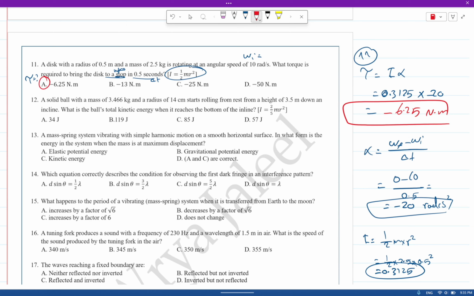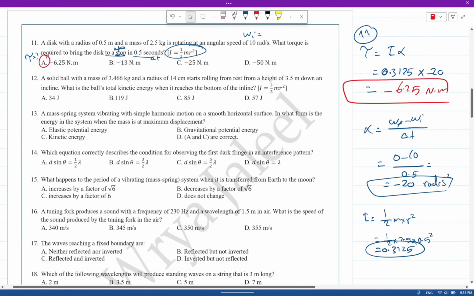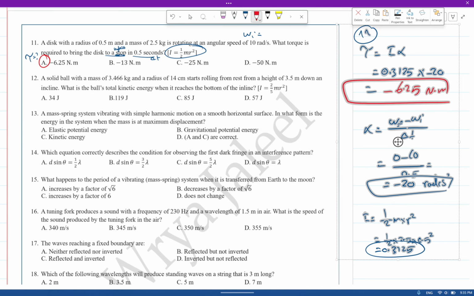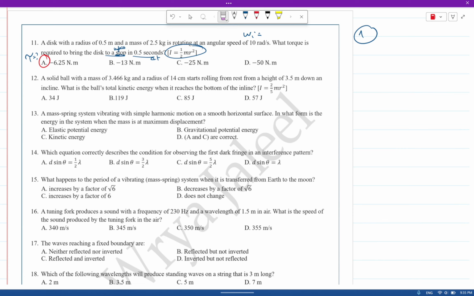Okay, now question 12 says what? A solid ball with a mass of 3.466 kilogram and a radius of 14 centimeters starts rolling from rest from a height of 3.5 meter down an incline. What is the ball's total kinetic energy when it reaches the bottom of the incline? Now, let me help you with these kind of questions. Whenever it says find the kinetic energy, or whenever you're required to find the rotational kinetic energy, I have a tip for you in that case.